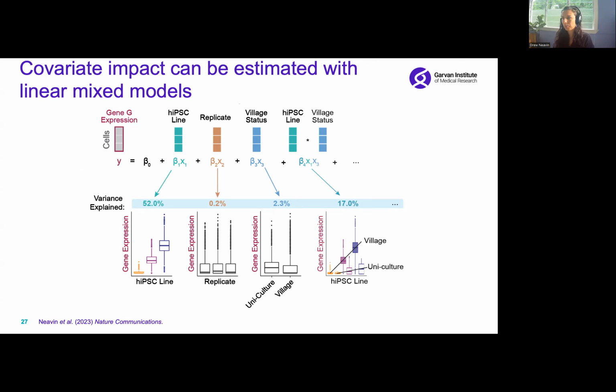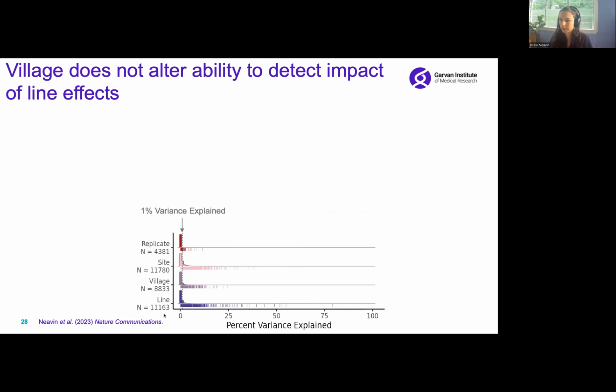And so we were hoping to not see many of these effects, largely because it could signify that the village is actually impacting our ability to detect line effects. And so we went through and we measured this for all of the genes that we captured with the single cell experiment, and looked at the variance that's explained by these different covariates. So we'll first start by looking at the variance that's explained by the four covariates on their own.